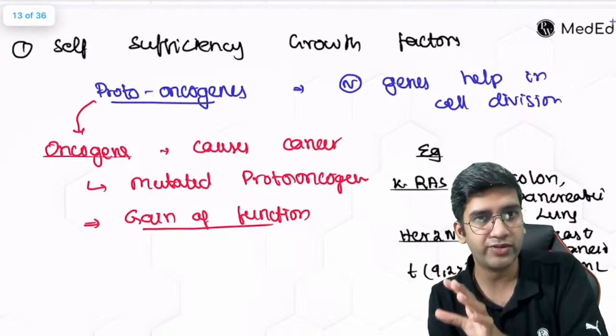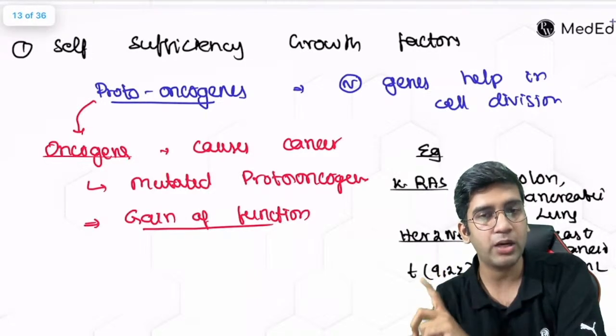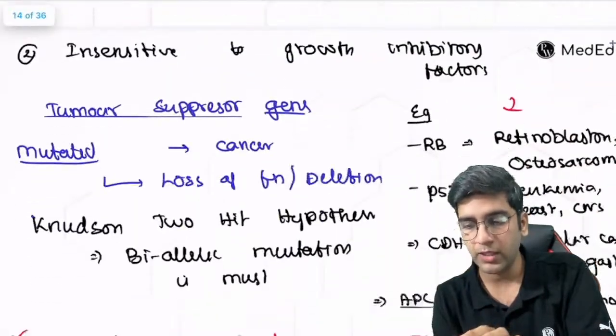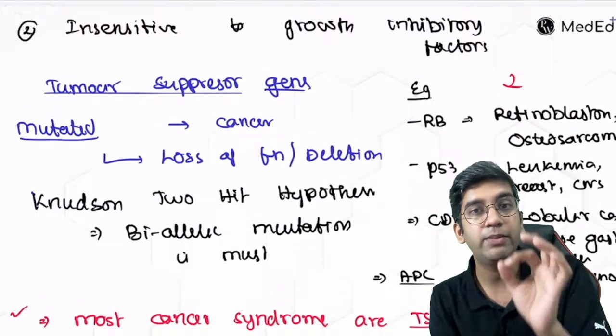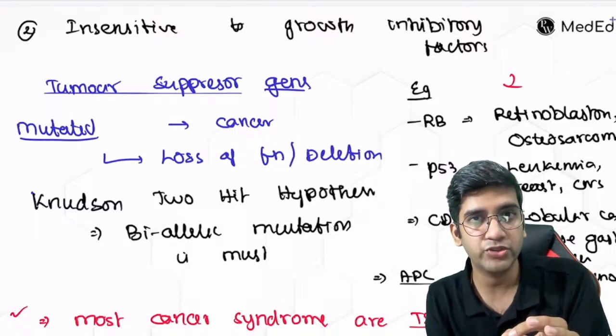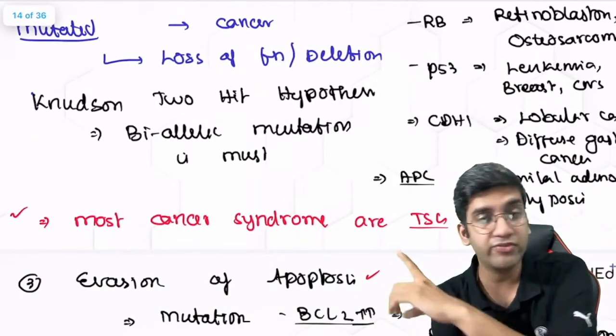Then you have cell signaling, growth factor, proto-oncogene. Define them, how it's mutated into an oncogene, give an example. Tumor suppressor gene: define them, how do they cause cancer? Define them. Please don't forget Knudson's two-hit hypothesis. Add on a few examples. Don't forget, right?